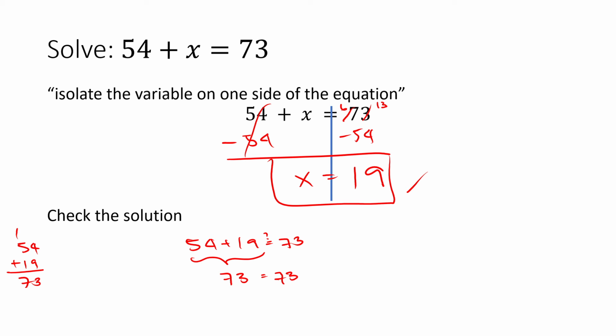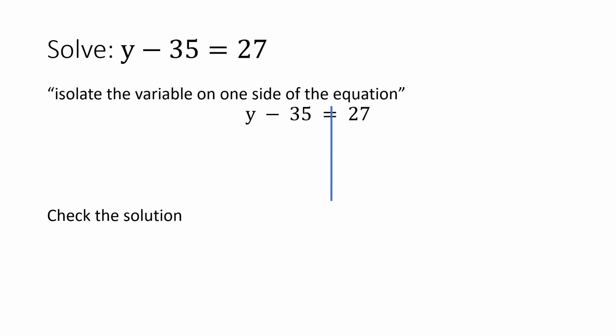Okay. Hopefully, you got the hang of doing addition with subtraction. Now we're going to do the opposite. We're going to undo subtraction with addition. Our goal doesn't change just because it's minus. Our goal is you want the variable, the letter by itself. To do that, you need to get rid of minus 35. How do we get rid of minus 35? Well, you have to add 35.